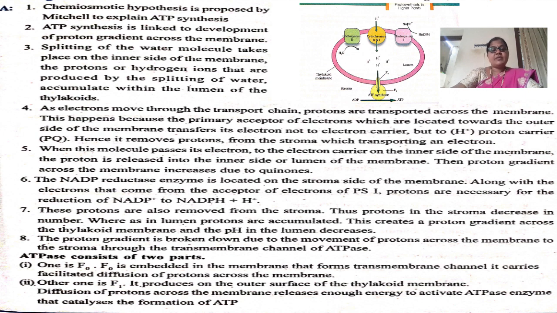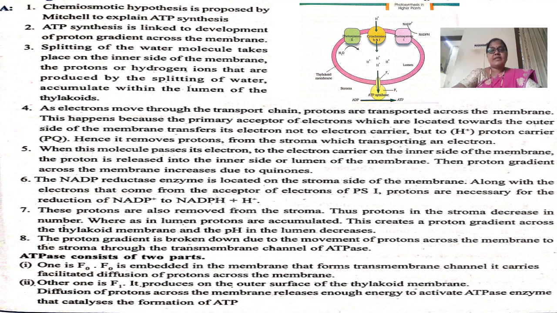So this is about the chemiosmotic hypothesis. It is used to explain ATP synthesis, where ATP synthesis is linked to the development of the proton gradient across the membrane. In this, the splitting of water molecules takes place on the inner side of the membrane, and the protons, or hydrogen ions, that are produced by the splitting of water accumulate within the lumen of the thylakoids.